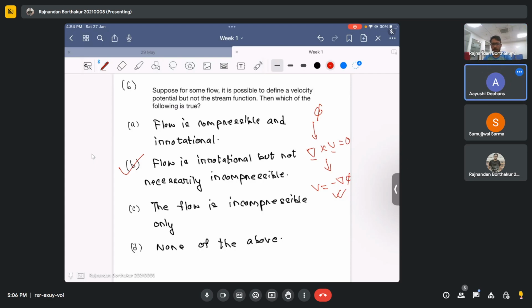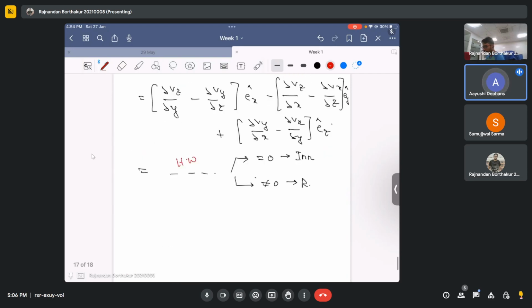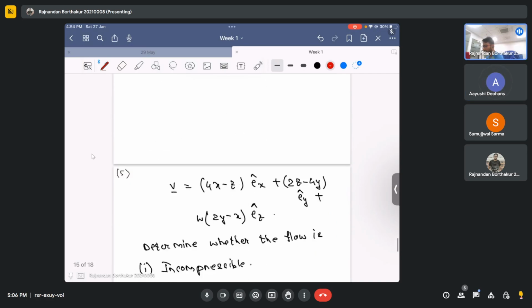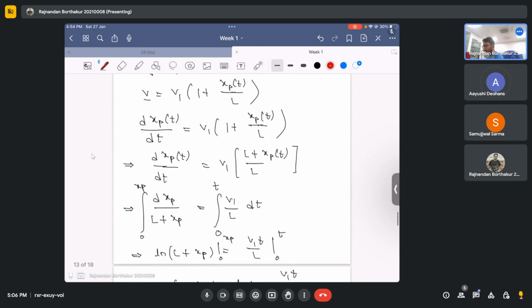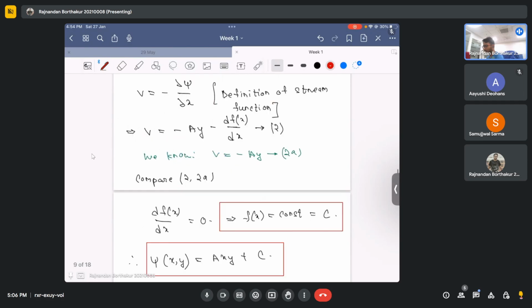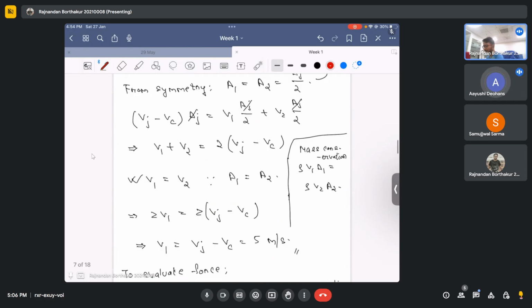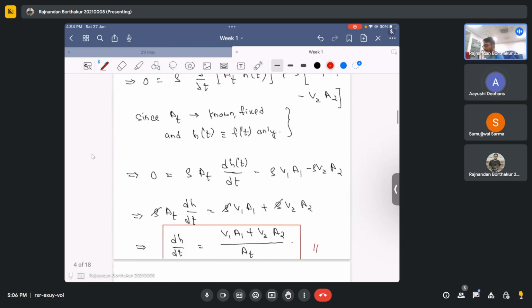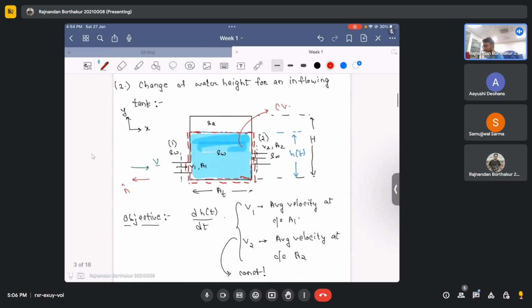Sir, for the first question, can you just try taking the entire tank as the control volume? Sure, that we can do. Actually, that I gave as homework. I will give you the hint anyway.